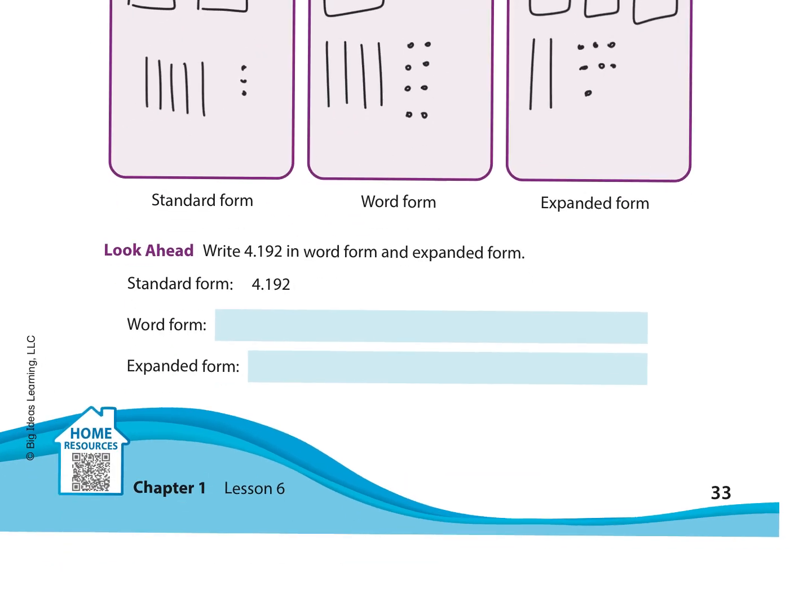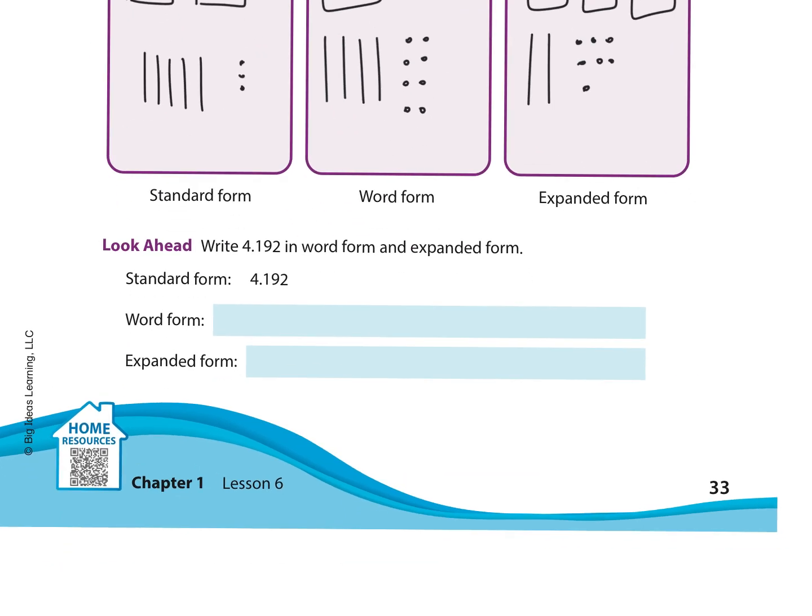Okay, moving on. What if I'm given a number in standard form and it looks like this, 4.192. First, I have to know how to read the number correctly, because saying 4.192 is not the correct way to read a number. How would I read that number? Does anybody know? Yes. 4 and 192 thousandths. Beautiful. 4 and 192 thousandths. Let's all say it together. 4 and 192 thousandths. Very good. So now we're going to write it in words.